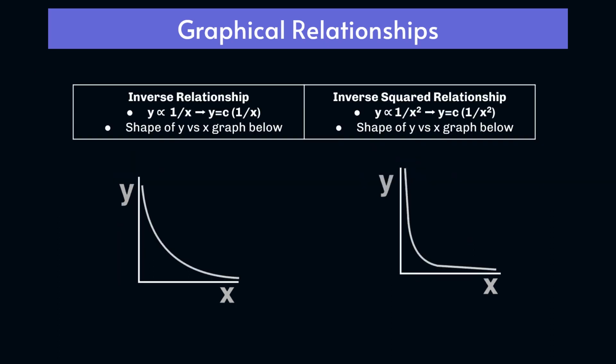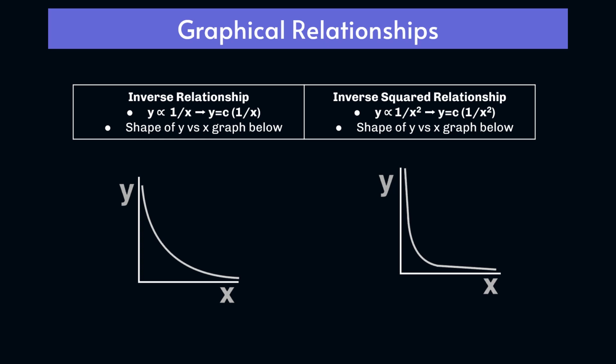We have our other two relationships that you'll see. They look fairly similar to each other. Sometimes in the Regents, they don't really make a change between these two, even though they are different. It just depends on how they decide to write their questions. So you have an inverse relationship and inverse squared relationship. Your inverse relationship is going to be y is proportional to 1 over x. So you're going to have some constant, or nothing, which is 1, times 1 over x, so y is equal to constant times 1 over x. That graph is going to be a downwards curve.